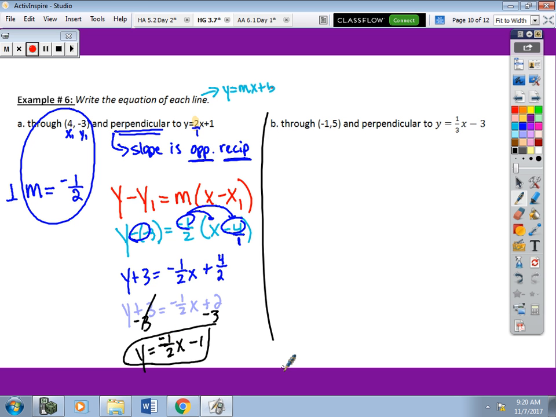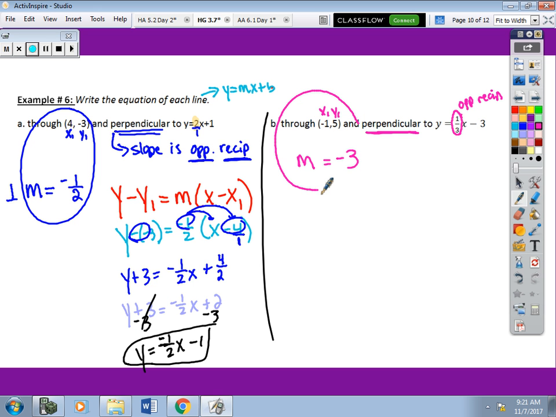Okay, I'll start you off with example B, and I'll let you guys finish it up. Again, we're going through this point, which is our x1, y1. We want it to be perpendicular to this line. So we're going to take the opposite reciprocal of this, which would become 3 over 1, and it has to become negative. So our new slope is a -3, or a -3 over 1.